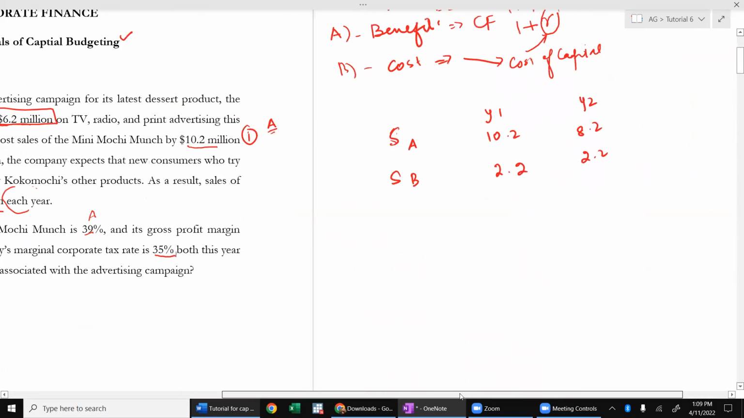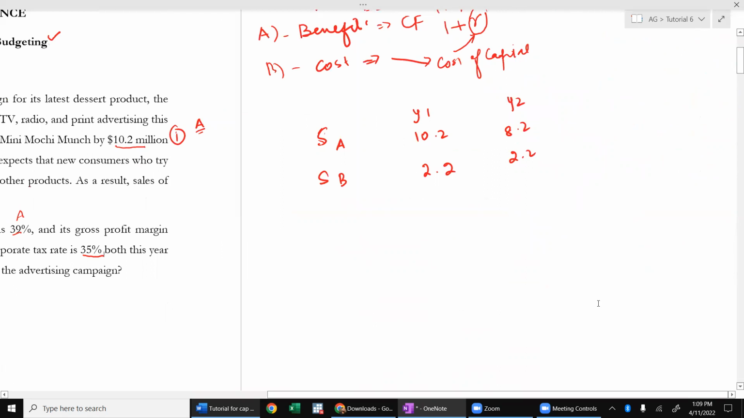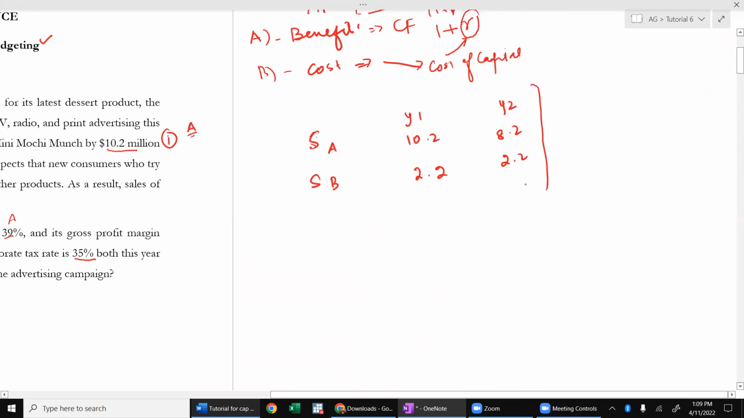Okay, so before I discuss this chapter in detail, we have to understand a few things. When you see these questions, the question may come in different forms.